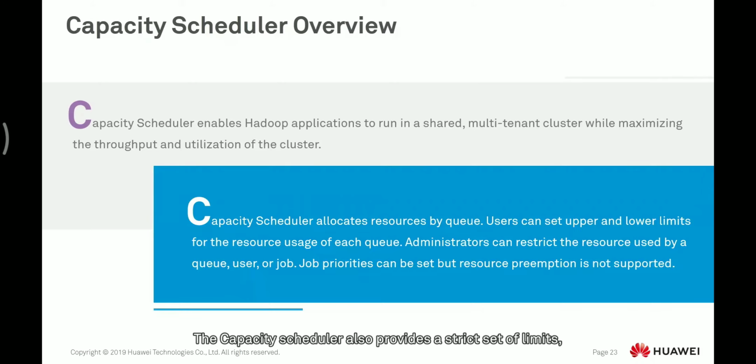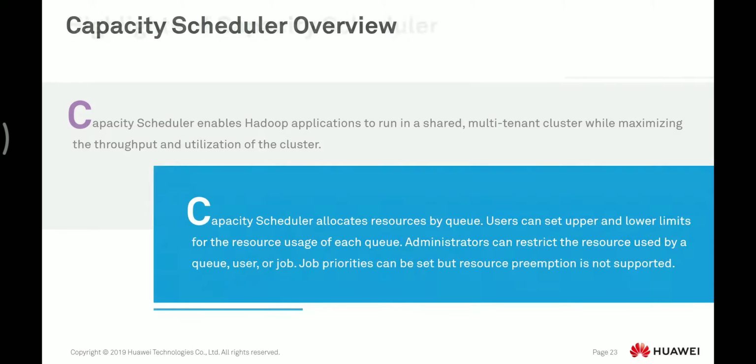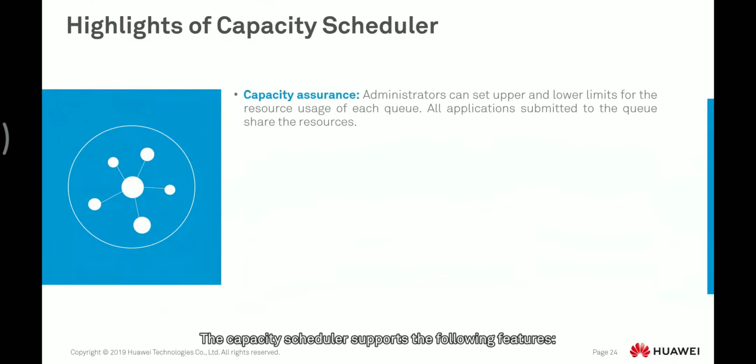The capacity scheduler also provides a strict set of limits to ensure that a single application, user, or queue cannot consume a disproportionate amount of resources in the cluster. Administrators can restrict the resources used by a queue, user, or job. The capacity scheduler supports the following features.